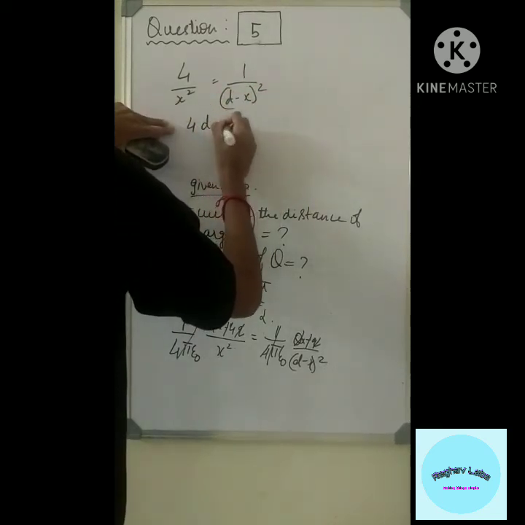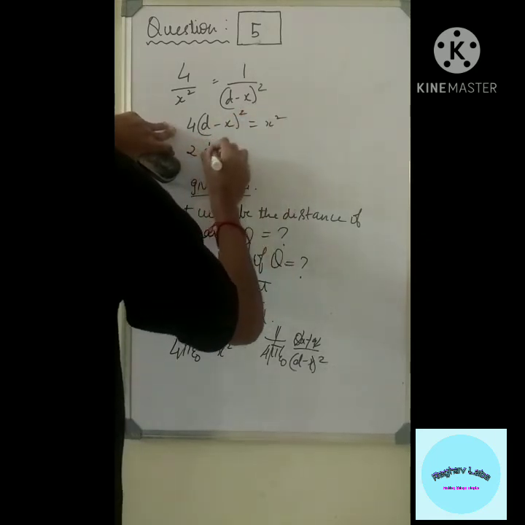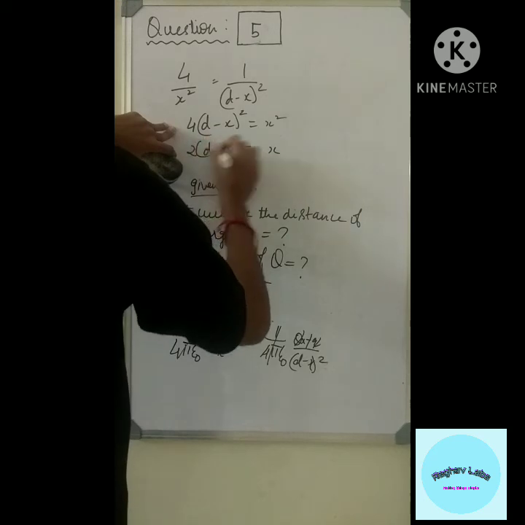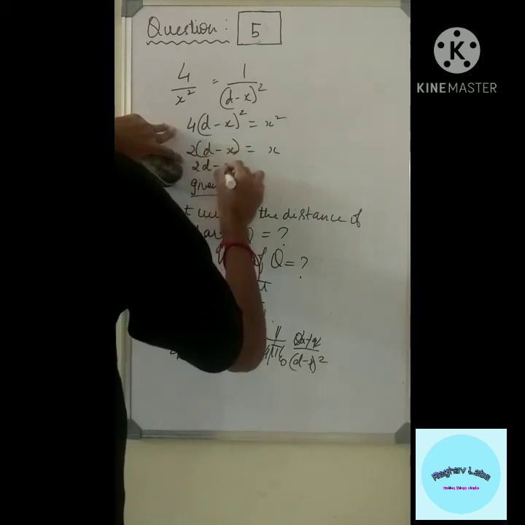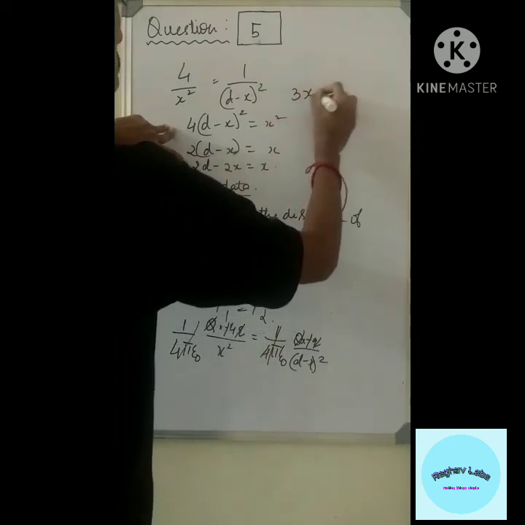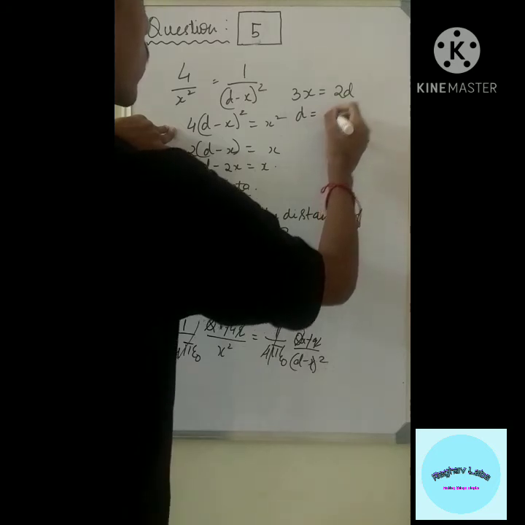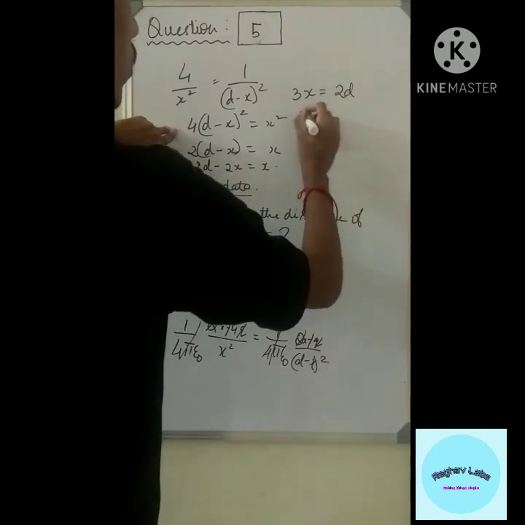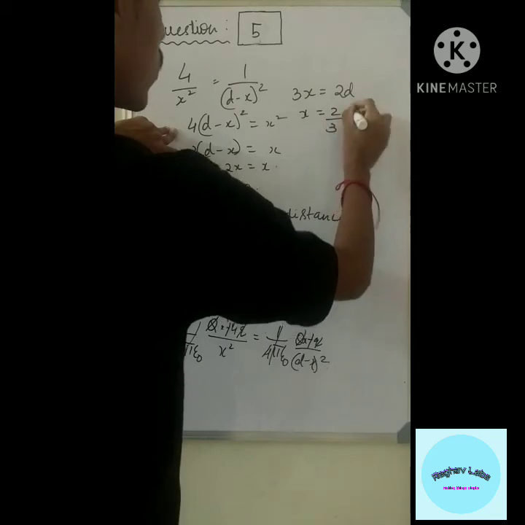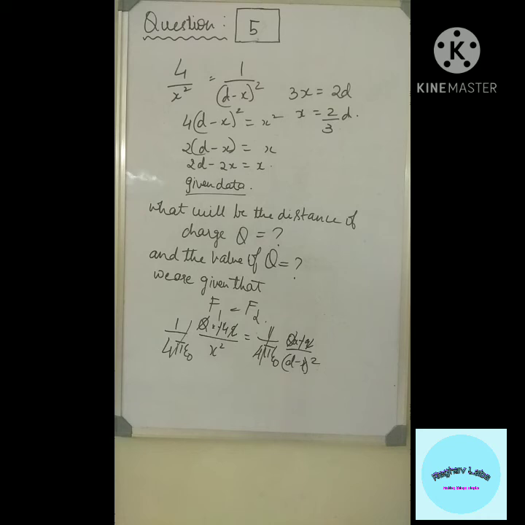So by cross multiplying we get 4 into d minus x the whole square is equal to x square. By taking square root we get 2 into d minus x is equal to x. 2d minus 2x is equal to x, or 2d is equal to 3x. So we get x is equal to 2 by 3 d, right? So let's keep this as it is. x is equal to 2 by 3 d. Note it down in the corner.